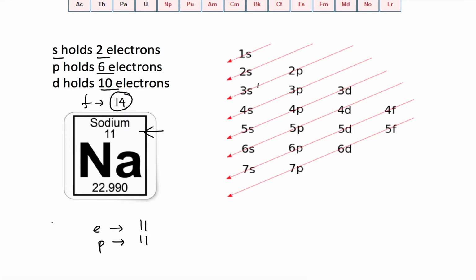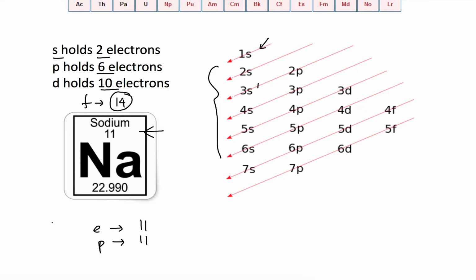Now what does this chart mean? It tells us how to fill up all the different electrons, or the priority of orbitals. So first we have to fill up 1s, then 2s, then 2p, then 3s, then 3p.